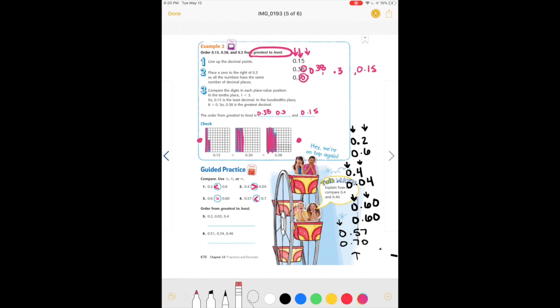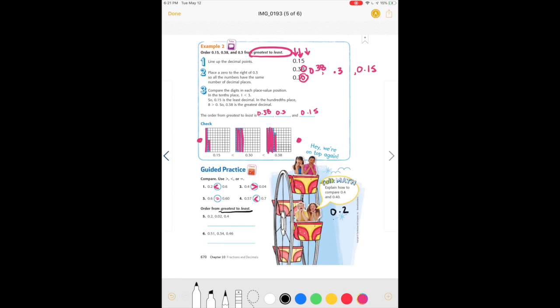Let's do a little erase so we have more room to work for the bottom 2. In the bottom 2, we are going to order from greatest to least. Remember, you need to pay attention to the order that they want you to do it in. And in this case, it is greatest to least. So let's line them all up. We have 2/10, 2/100, 4/10. Okay, we need to add our zeros so they're all the same amount.